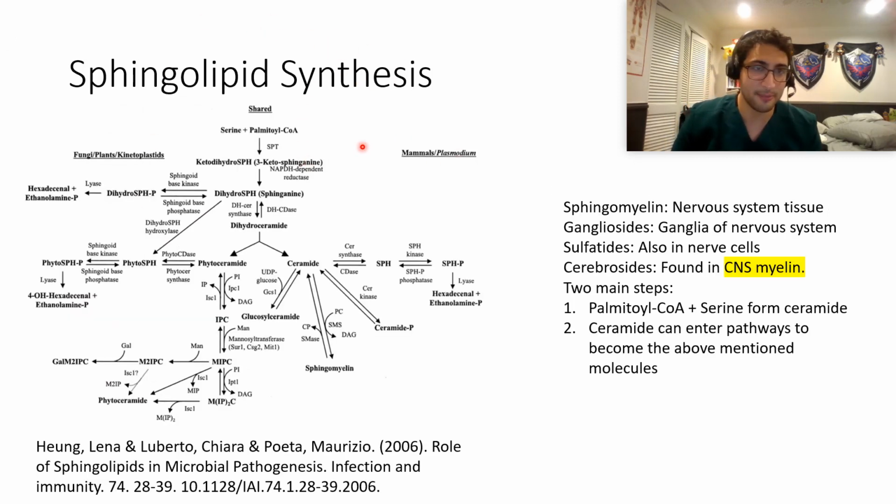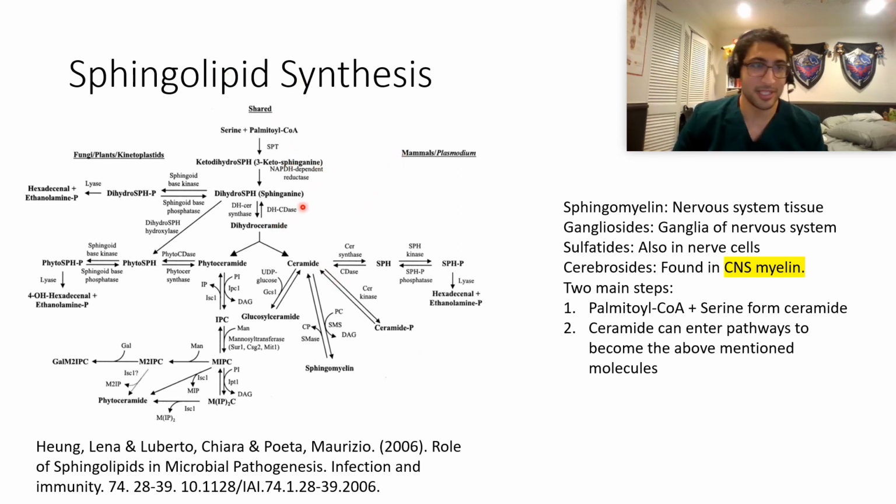Now we get to sphingolipid synthesis. All right, this is the fun stuff. This is the fantastic stuff that every medical student dreams of. All right, so sphingomyelin is nervous system tissue. Gangliosides are the ganglia of the nervous system. Sulfatides are in nerve cells, and cerebrosides are found in CNS myelin. So basically, you can see how an issue with sphingolipid synthesis is going to lead to neurological defects.